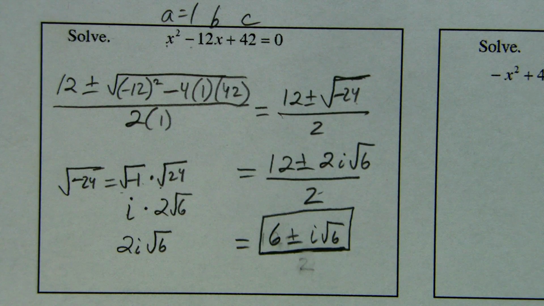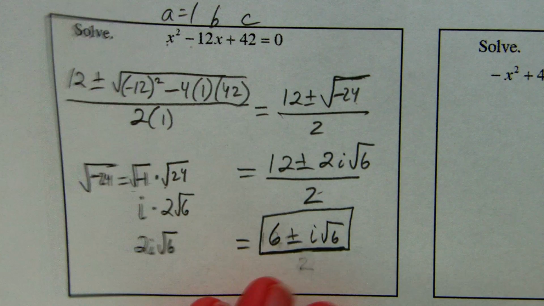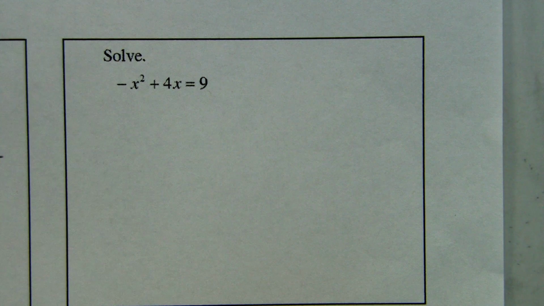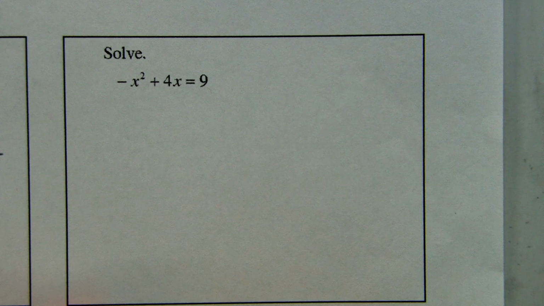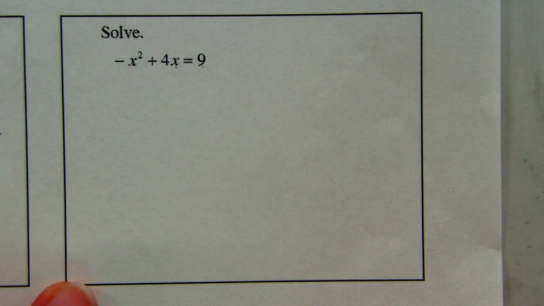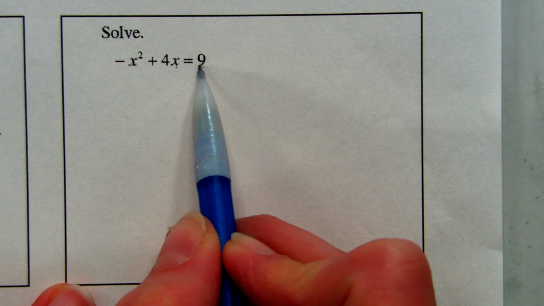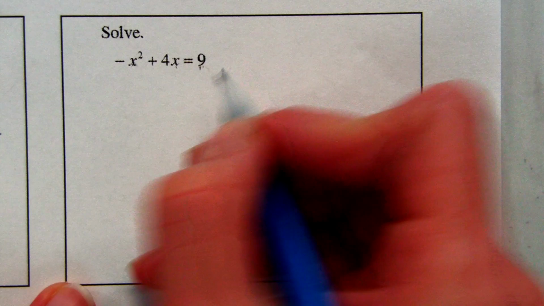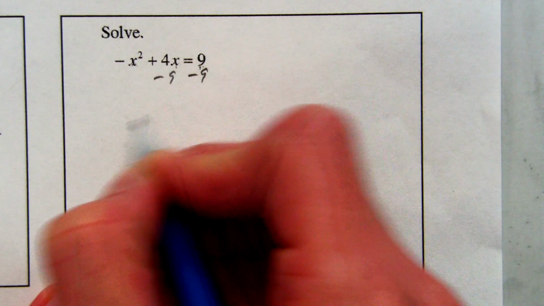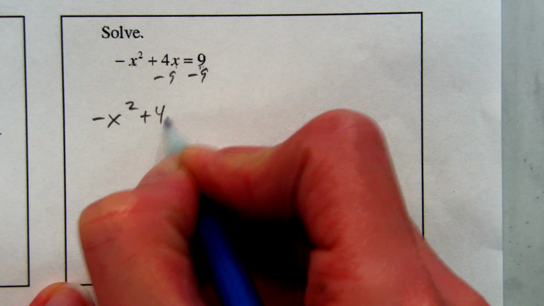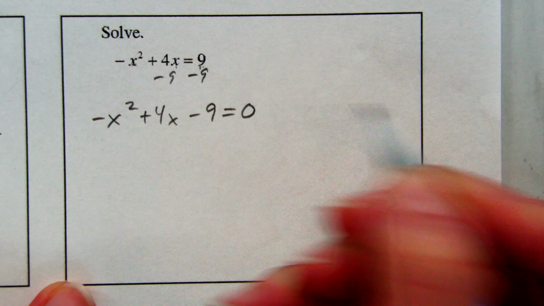Okay, this video starts with the fourth slide from the notes. In order to use the quadratic formula to solve an equation, we must have the equation equal to 0. So, class, how do I move this 9 and make it 0? Subtract it. Subtract 9, good. So we'll write it negative x squared plus 4x minus 9 equals 0.